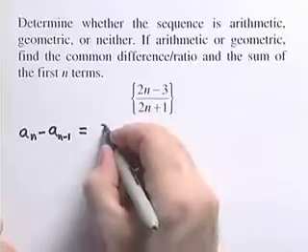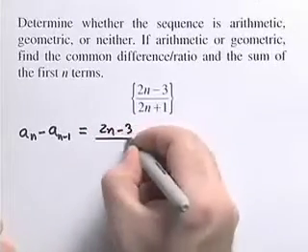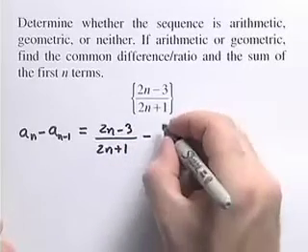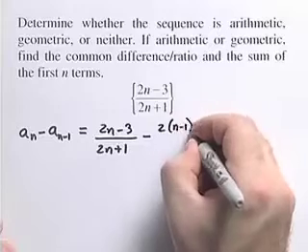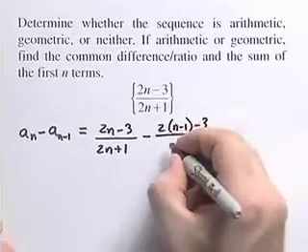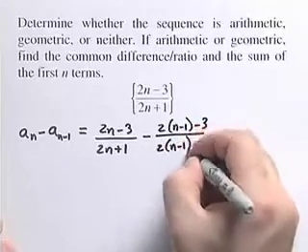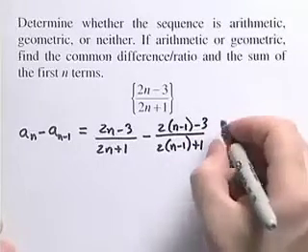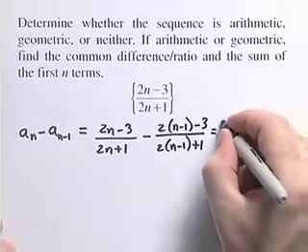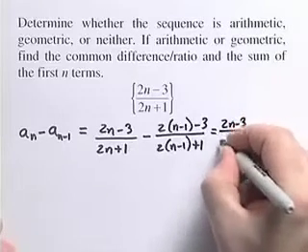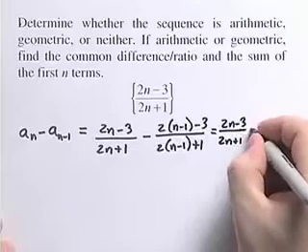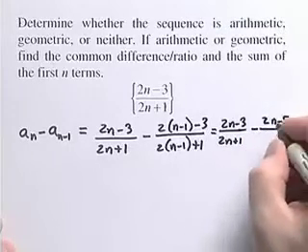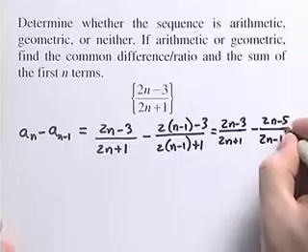To do that, we'll have (2n − 3)/(2n + 1), that's the nth term, minus (2(n − 1) − 3)/(2(n − 1) + 1), that's the (n − 1)th term. This is equal to (2n − 3)/(2n + 1) minus (2n − 5)/(2n − 1).